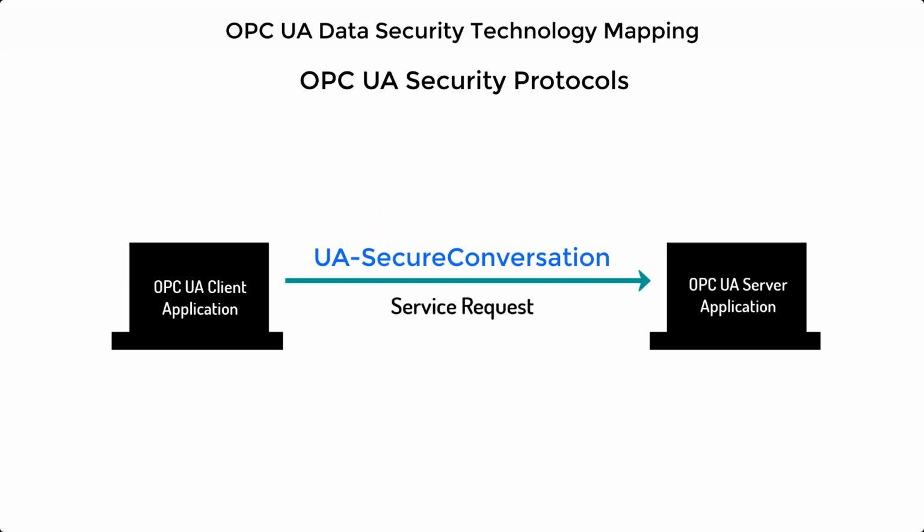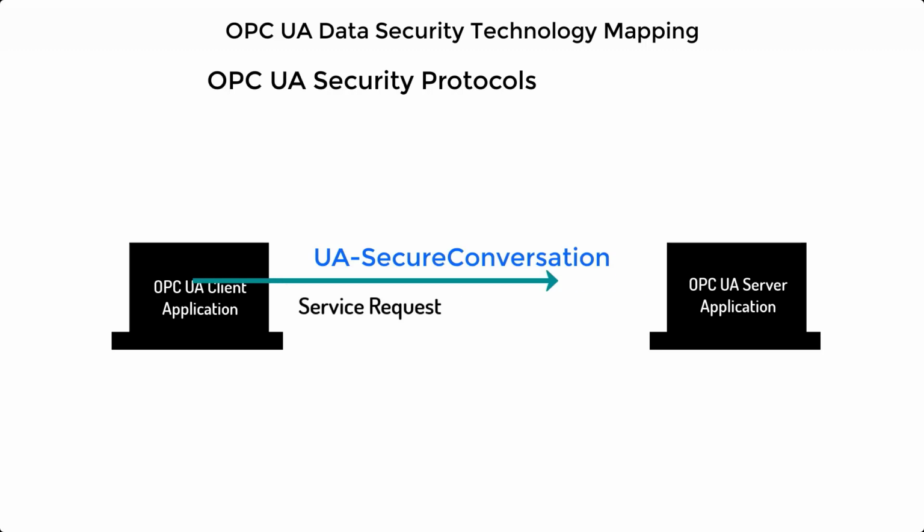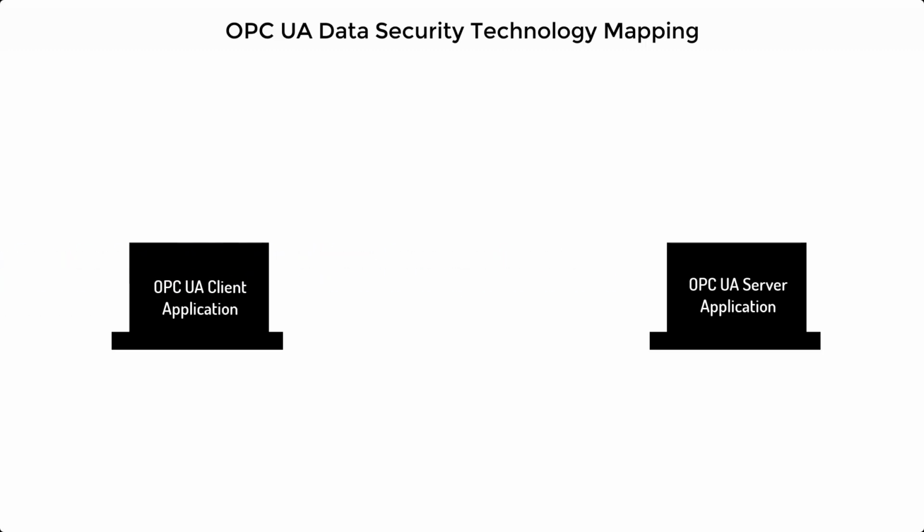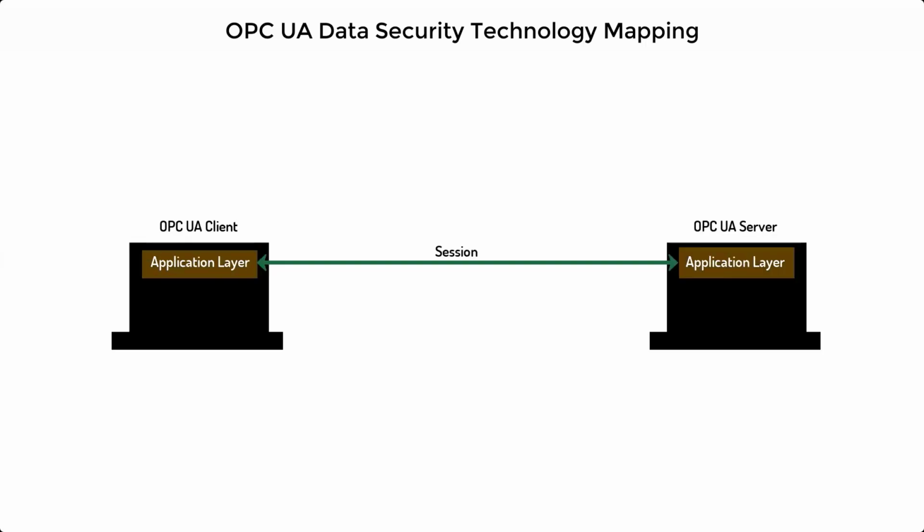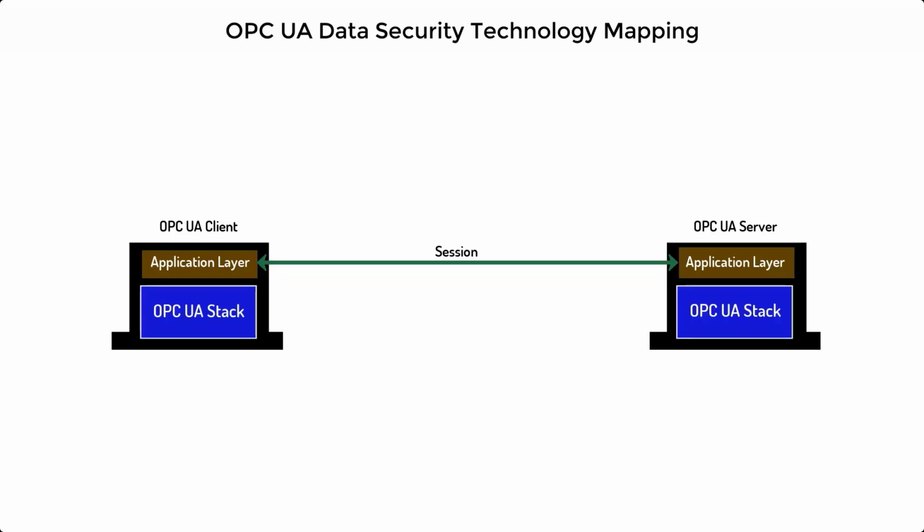Now, before we discuss how UA-SecureConversation Protocol performs the actual encryption and packaging of messages under the hood, let us look at how OPC UA security works at a higher level. So, between an OPC UA client and server, information is exchanged at the session layer, but before a session layer can be created, OPC UA applications need to work out how they are going to secure messages as they are moved from one application to the other. And that process of negotiating a secure communication channel is handled by the underlying OPC UA stack, which creates what is called a secure channel layer.